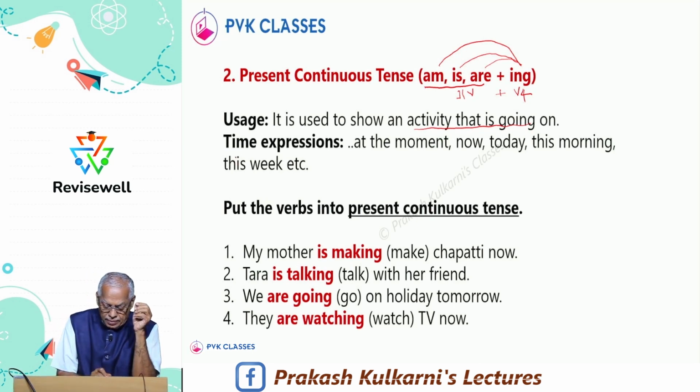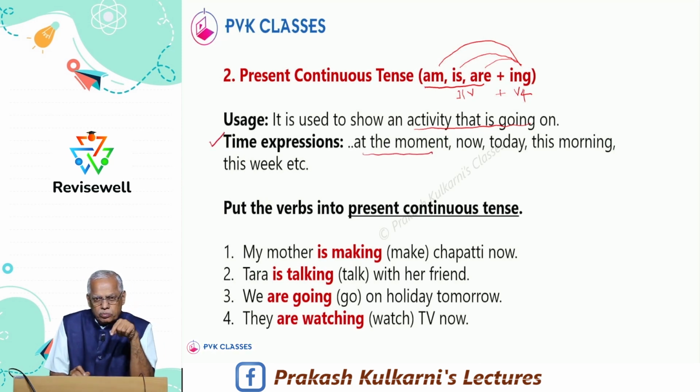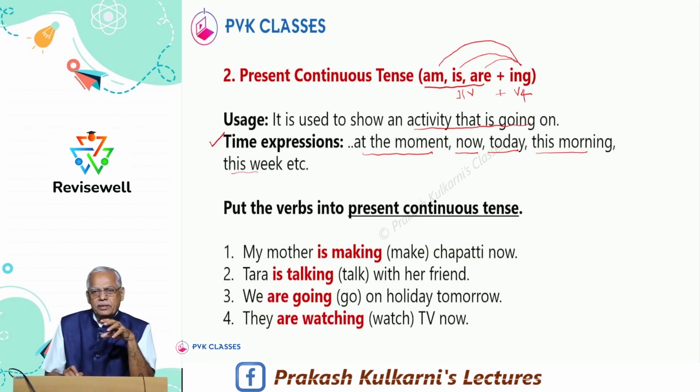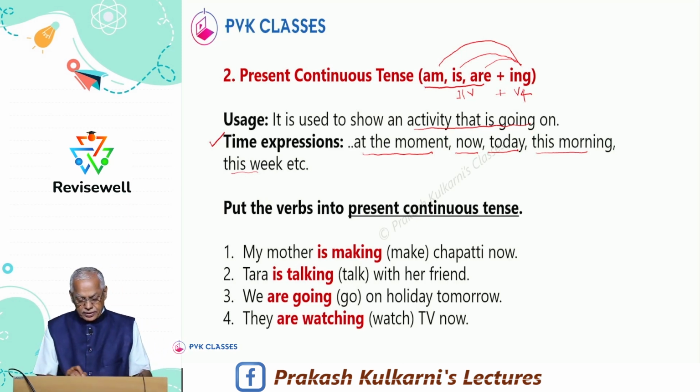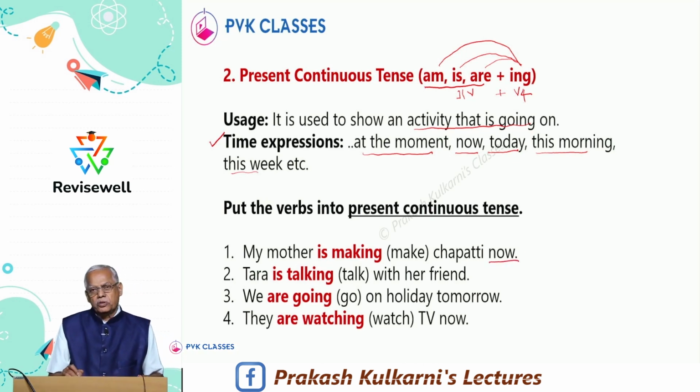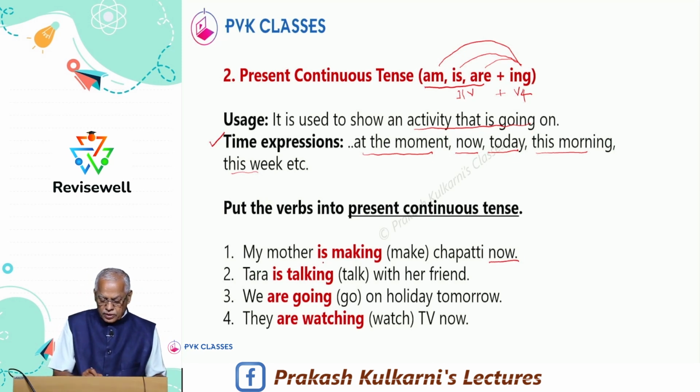Now, time expression is most important. If these words are there, at the moment, now, at the moment I am speaking to you. Now, a baby is crying now. Now, we are going to play today. So, this morning and this week. So, these words will indicate present continuous tense. Here I have given 4 examples. Please note, my mother is making chapati now. The word now is there, therefore we have to use present continuous.